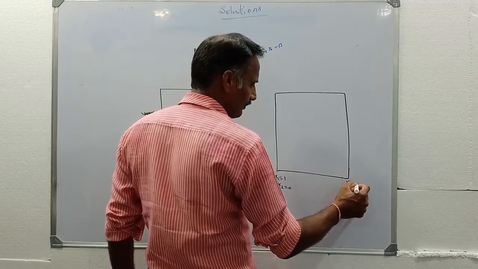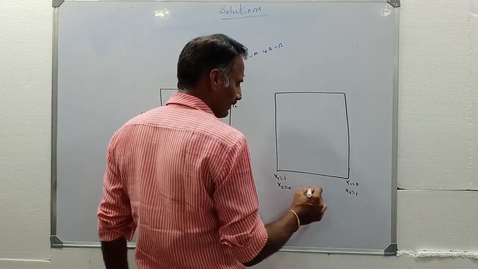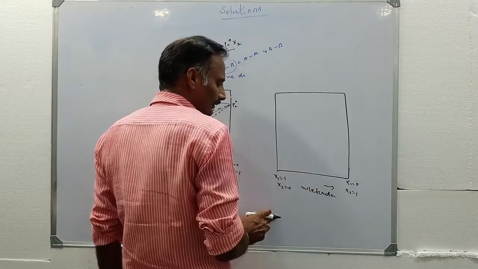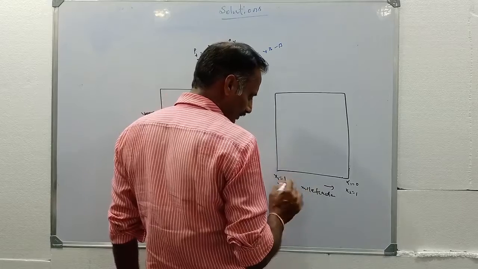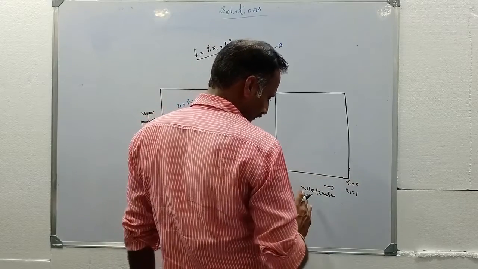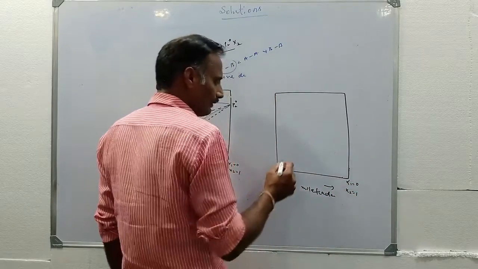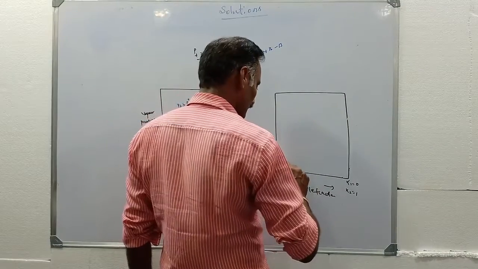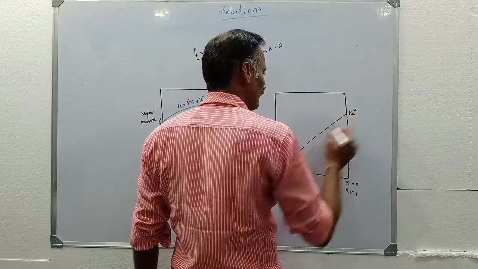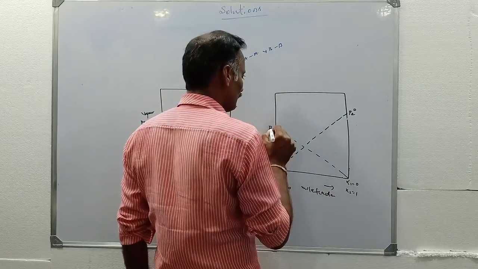Here x1 equals 0 and x2 equals 1. This is the mole fraction axis. If you are moving from left to right, the mole fraction of x2 increases. Similarly, here we are drawing P2 naught, the pure component P2, and this is P1 naught.